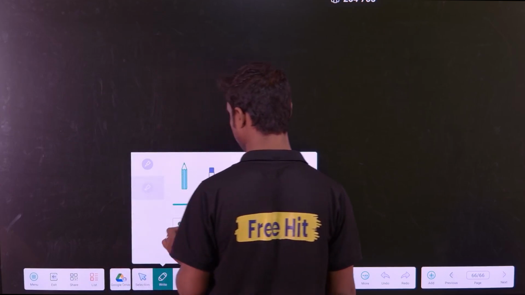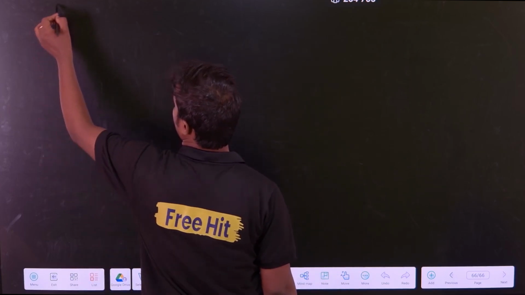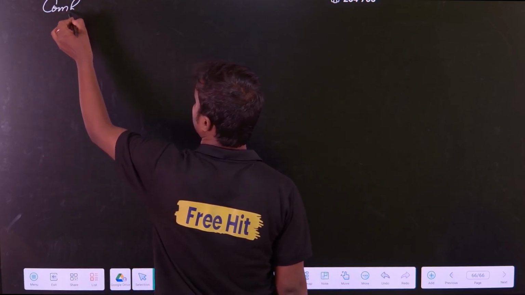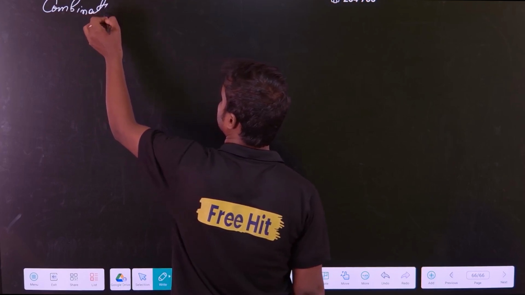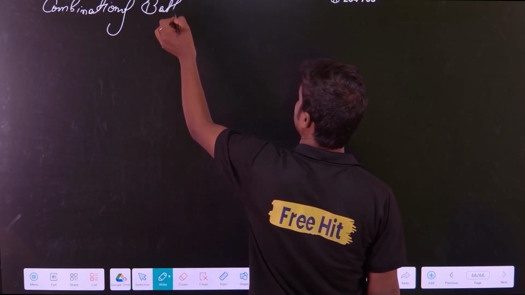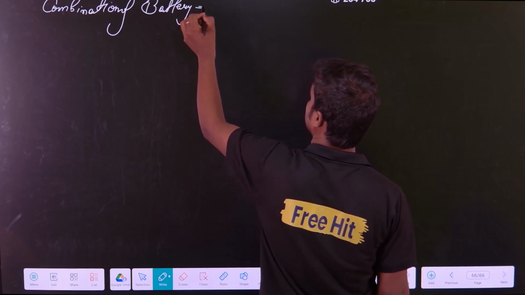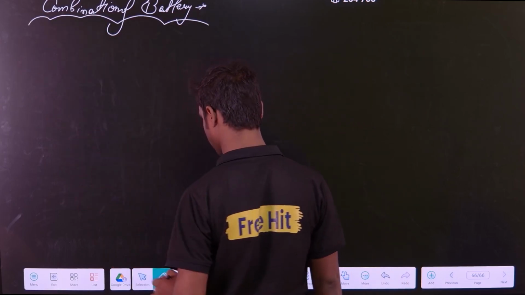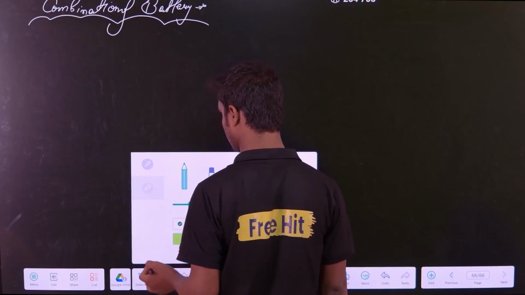Clear? Okay. Now the next topic is a very small topic, that is the combination of batteries. Let us see this topic. How to combine a battery.